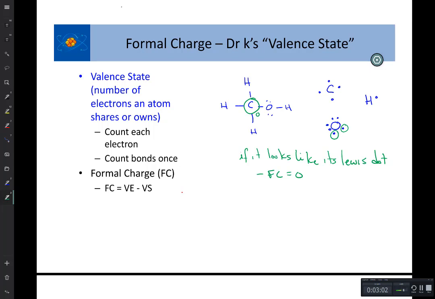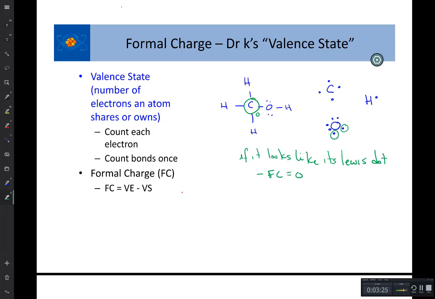It's important you get good at this, because what's going to happen is when we go to some of the different drawing styles, we don't show the lone pairs, but we have the correct formal charge. And so you have to know how many electrons are around the atom based on its formal charge. Okay? So no lone pairs and all bonds filled is a formal charge of 0. For carbon. For just carbon.